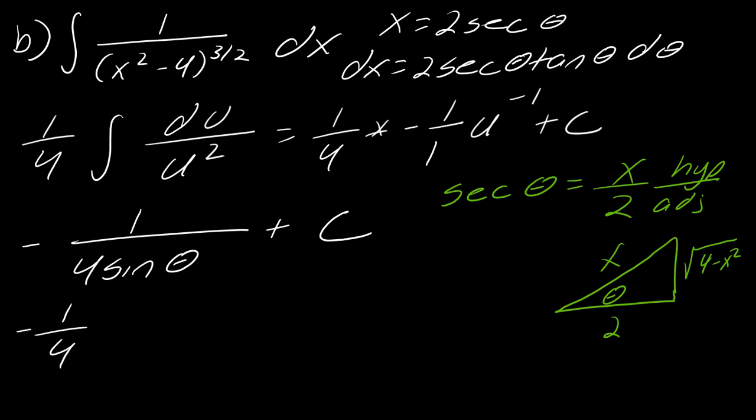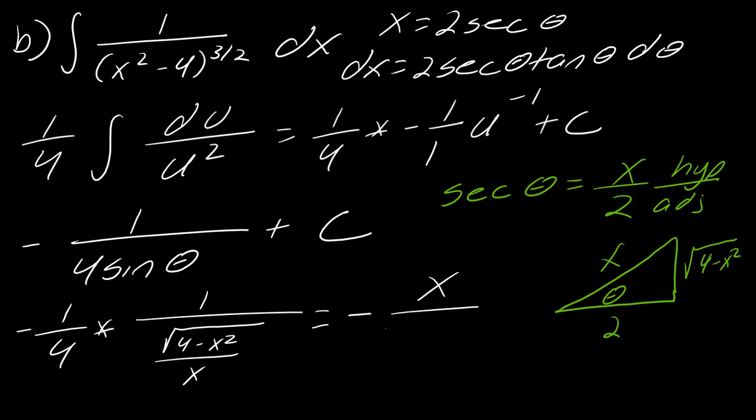So sine is opposite over adjacent. I'm going to bring this negative 1 over 4 over here for a second. So if this is 1 over sine, which is normally opposite over adjacent, all right, there's a couple ways you can do this. I'll just show you if I want to keep everything in terms of sine. If you thought about this in a slightly different way, that's totally fine. So here's my opposite, 4 minus x squared over, did I say adjacent? I meant hypotenuse. Okay, so now let me rewrite this as negative x over 4 square root of 4 minus x squared, and then plus c.